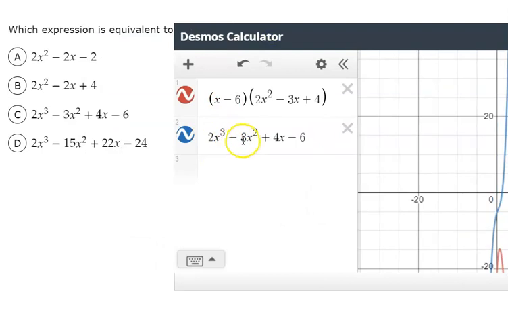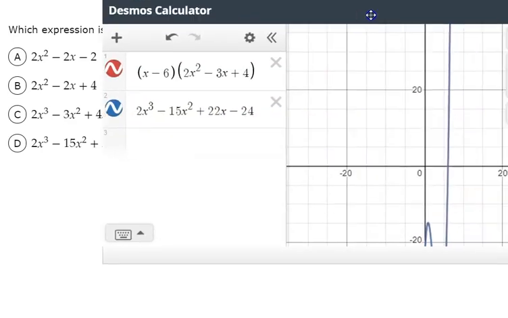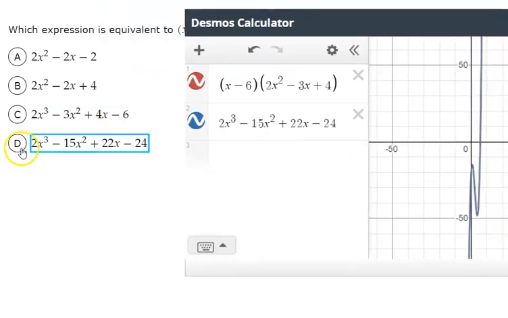It's 2x cubed minus 15x squared plus 22x minus 24. And now you'll see that these are the same. So zoom out to see more. But if I turn off the blue graph, there's the red graph right below it. So that is telling you answer choice D was the correct answer.